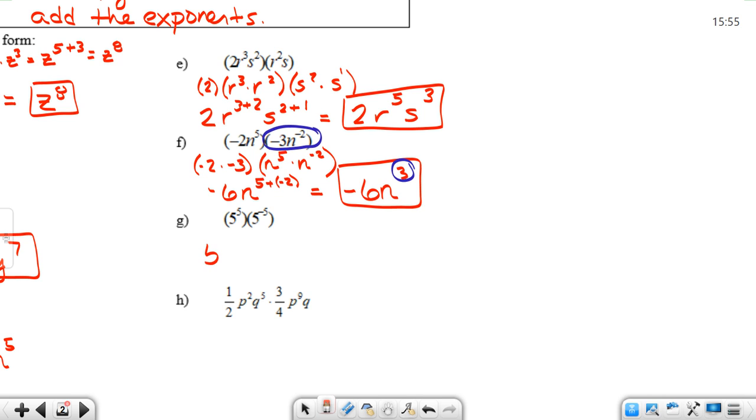So what we're going to do, we're going to do the same thing whether that was 5 to the 5th and 5 to the negative 5th, or x to the 5th and x to the negative 5th. We're going to add the exponents, guys. We're going to add the exponents. And that's going to give us 5 to the 0.